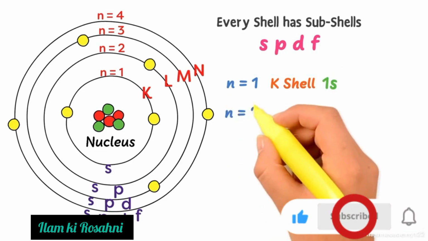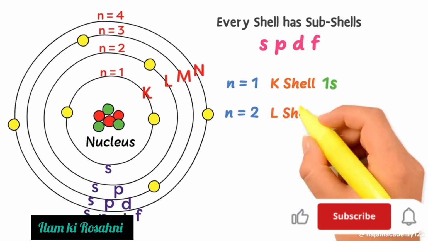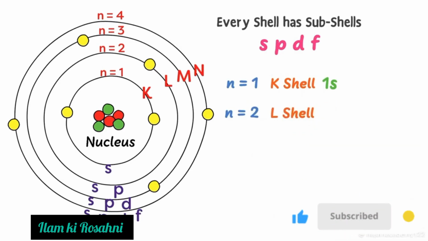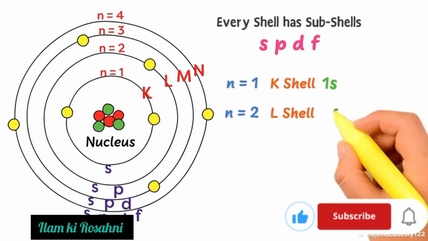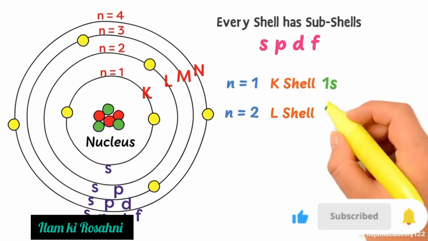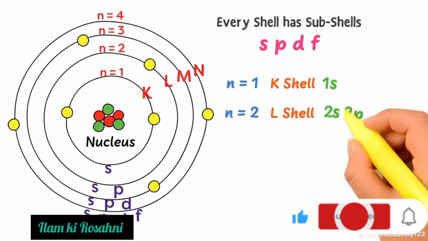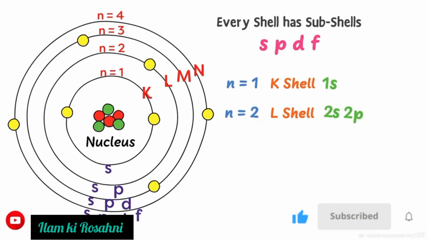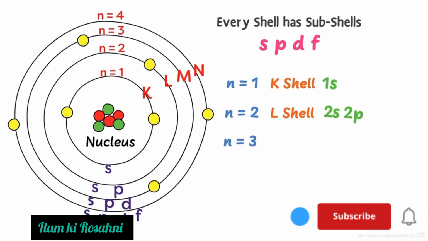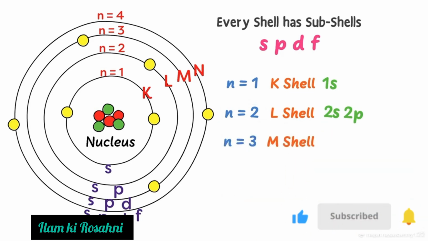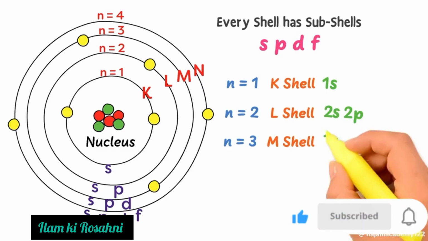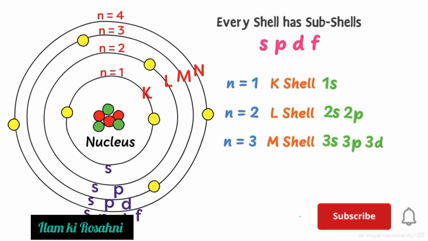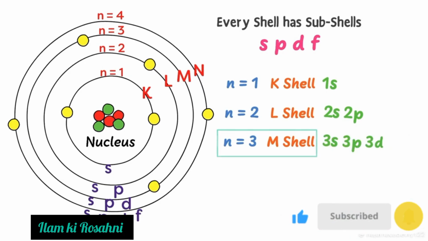Secondly, n is equal to 2. We know that it is the L shell, and there are two subshells in it, S and P. I write 2 with this S and with this P, because this S and P belong to the second shell. Thirdly, I write n is equal to 3. It is the M shell, and we know that there are three subshells in it, S, P and D. I write 3 with S, P and D because they belong to the third shell.